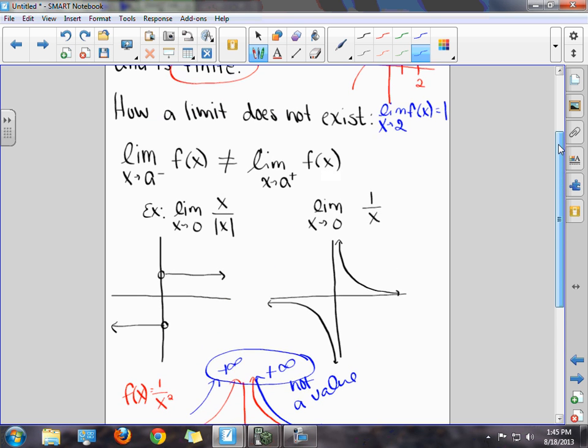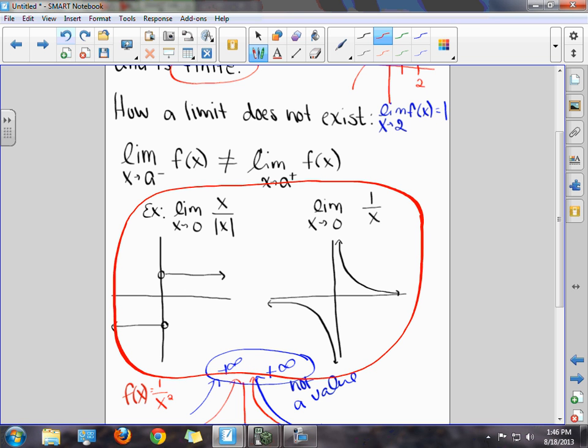Now, here are 2 examples where the limit really doesn't exist. Sounds kind of silly to say it that way, but if we look at the one on the left, x over the absolute value of x, as I approach from the left, I'm approaching negative 1. As I approach from the right, I'm approaching positive 1. Here's 1 over x. As I'm approaching from the left, I'm approaching negative infinity. As I'm approaching from the right, I'm approaching positive infinity. So that doesn't exist.